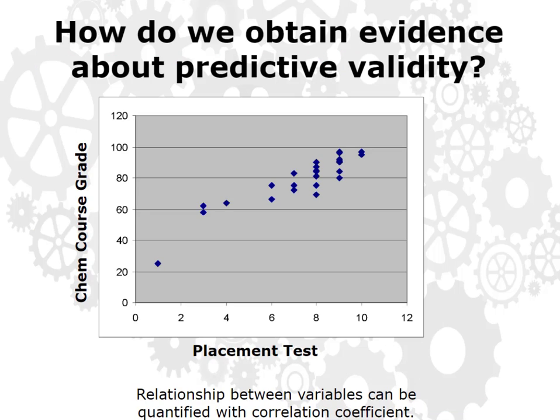Here are students' placement tests for a chem course and their end of the semester course grade. Here we can see that there is a positive correlation. We don't really know what the correlation coefficient would be, but it's a positive correlation saying that students that did well on the placement tests also received a high course grade. So here we have some sort of predictive validity. We're seeing this trend happen over and over again.